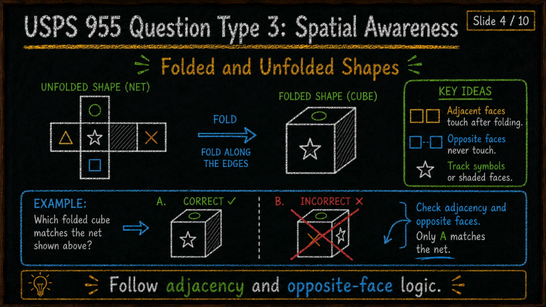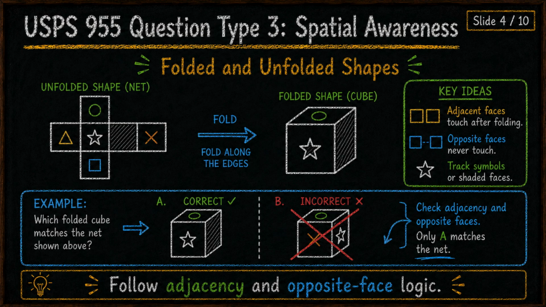Folded and unfolded shape questions are about turning a flat net into a 3D object. A net is a flat pattern that can fold into a cube or solid. The key is to understand face relationships. Some faces become adjacent, some faces become opposite. Adjacent faces touch after folding. Opposite faces do not touch. That is one of the most important rules. If a choice shows two opposite faces touching, that choice is wrong.